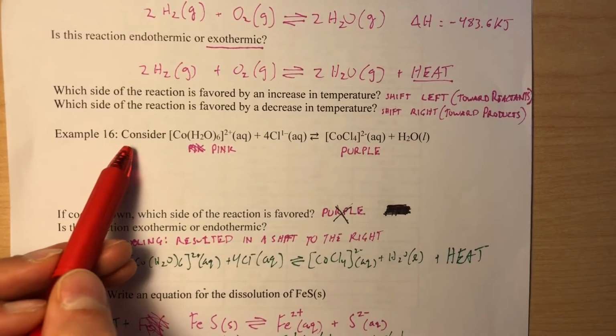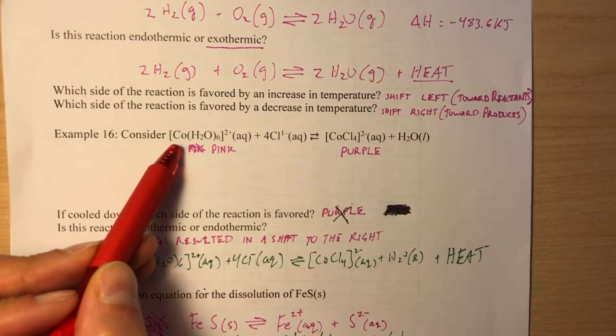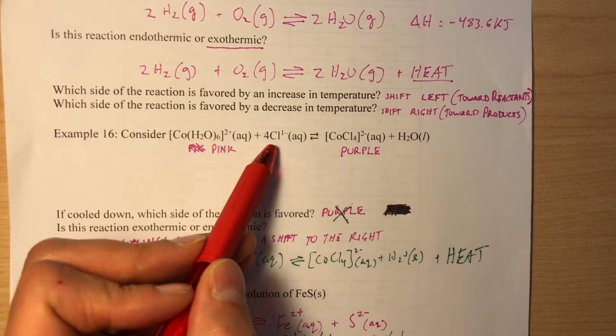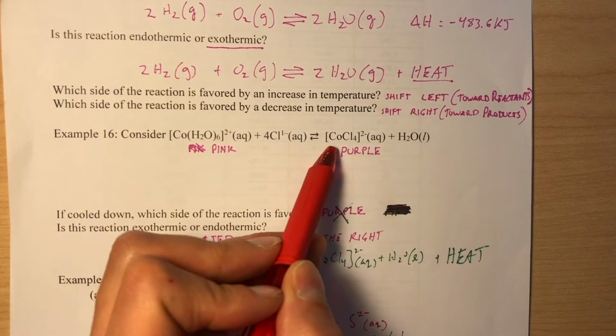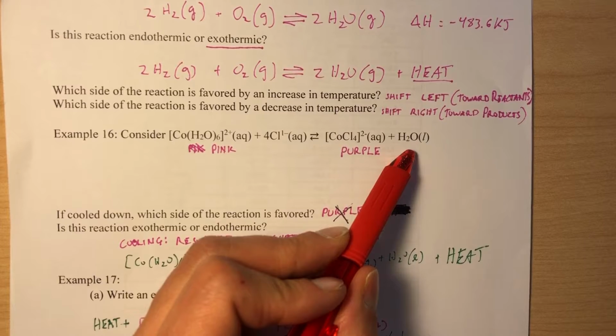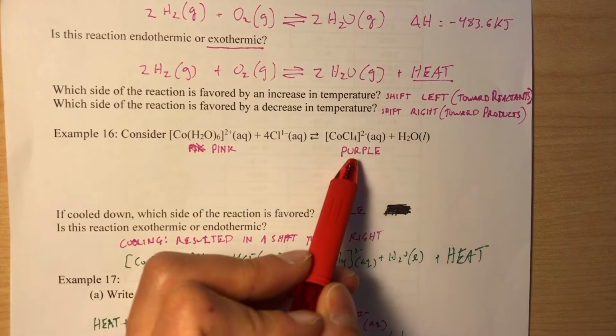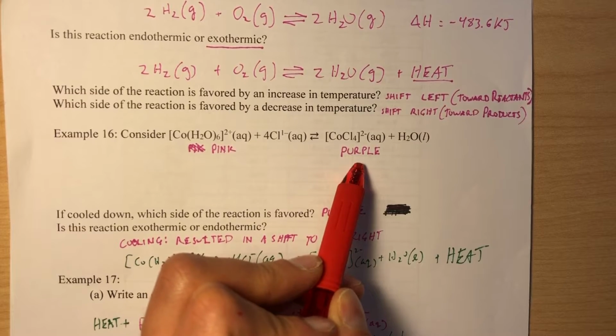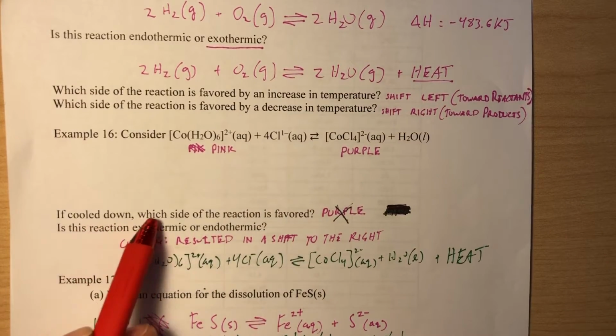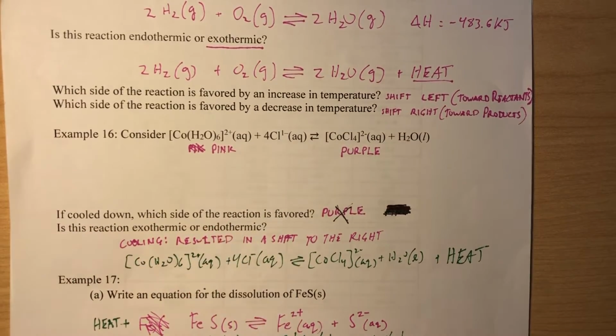In example 16, we are looking at a reaction between cobalt hexahydrate, 4 equivalents of chloride to make cobalt tetrachloride, and water as a liquid. Turns out that cobalt hexahydrate is a nice pink color and cobalt tetrachloride is a beautiful purple color. If this reaction were cooled down, which side of the reaction is favored?